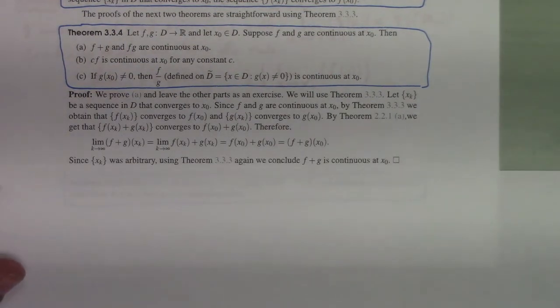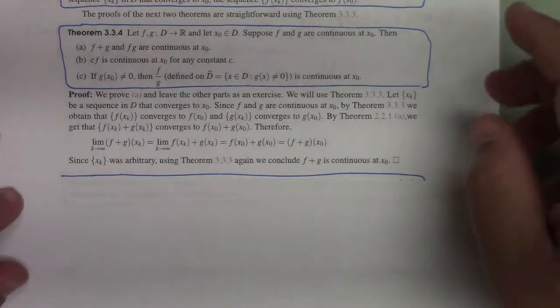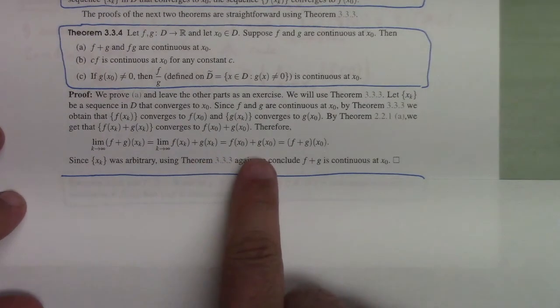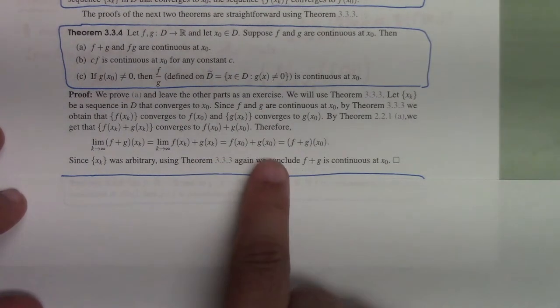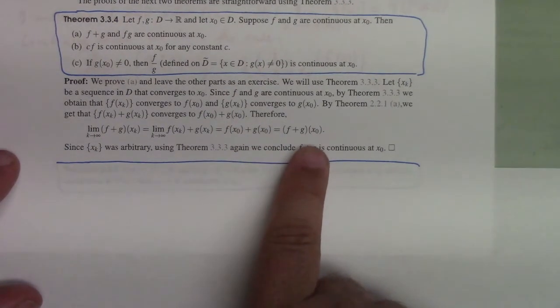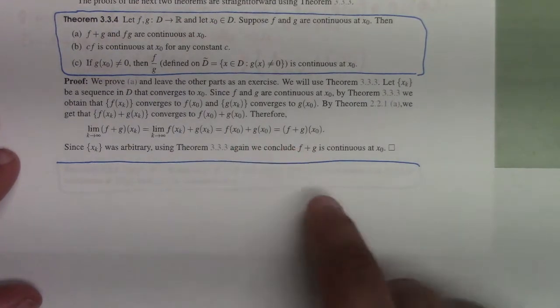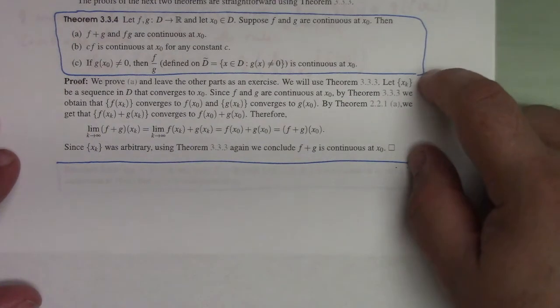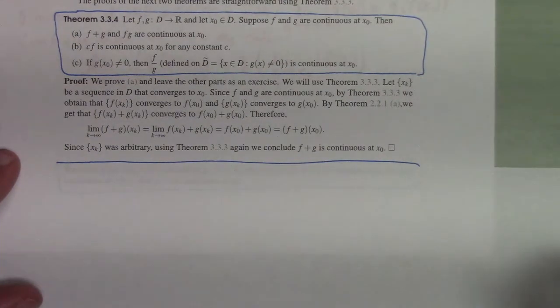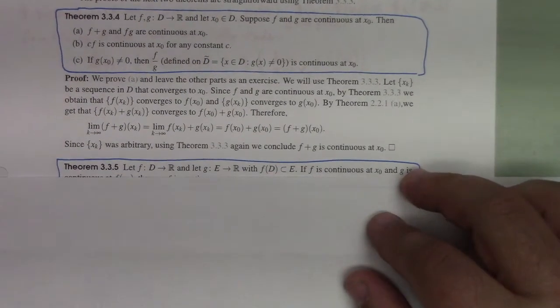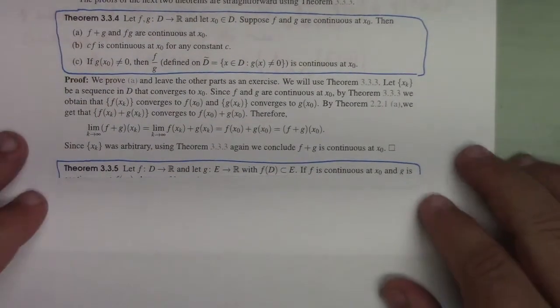He gives you the proof of the sum one right here. So basically he's just saying, okay, the limit of the sum is the sum of the limits, and since the limit is the function evaluated at the point, then by definition of f plus g, that's f plus g of x naught by the pointwise definition of the sum of two functions. But this actually makes a perfectly good test question right here, right? Like, prove f plus g is continuous. It's not a bad question.